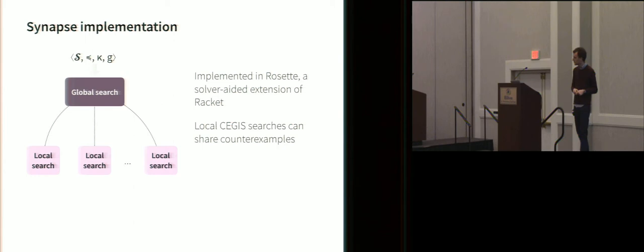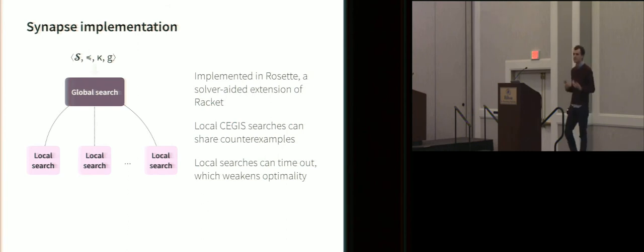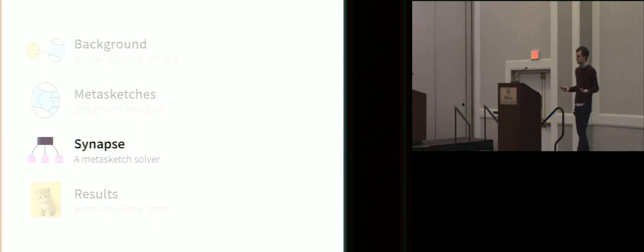Finally, like any practical synthesis tool, we have to deal with timeouts. So Synapse times out these local searches after 15 minutes and treats them as if they were unsatisfiable. Now this affects, obviously, the completeness and the optimality of the search, but in our experiments, we tried extending that timeout by an order of magnitude, and this made no difference to our results. So this is Synapse. Synapse is a metasketch solver.